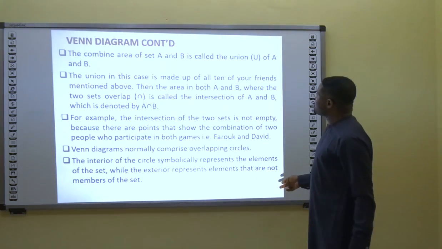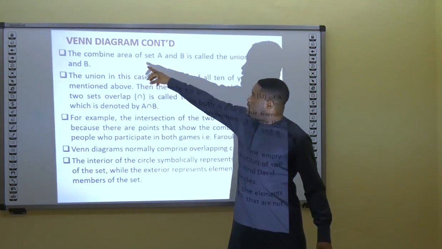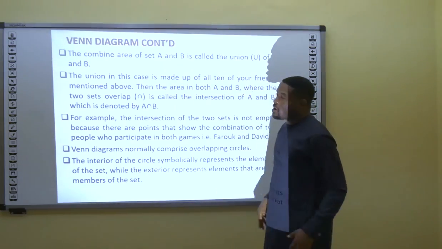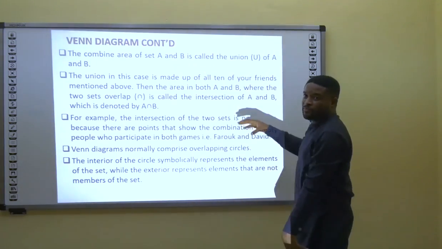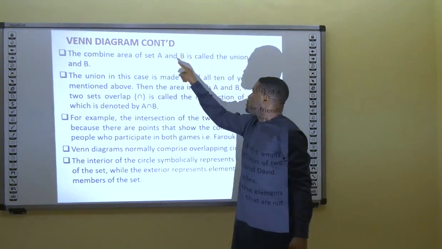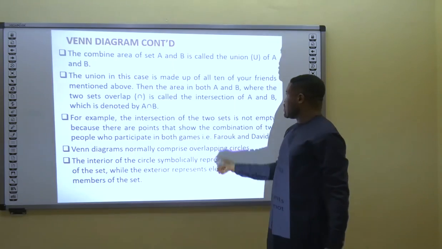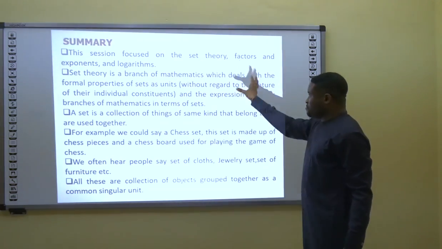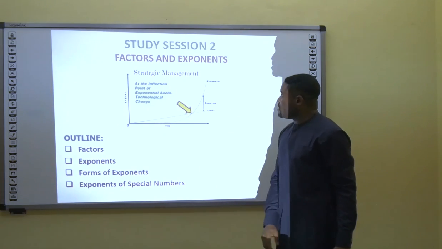So when you want to take a combined area of set A and B, which is called the union, we are going to be taking those in the football team and adding them with those in the handball team to get the union of A and B. So that's what that represents. In summary, that's what you see in the slide.